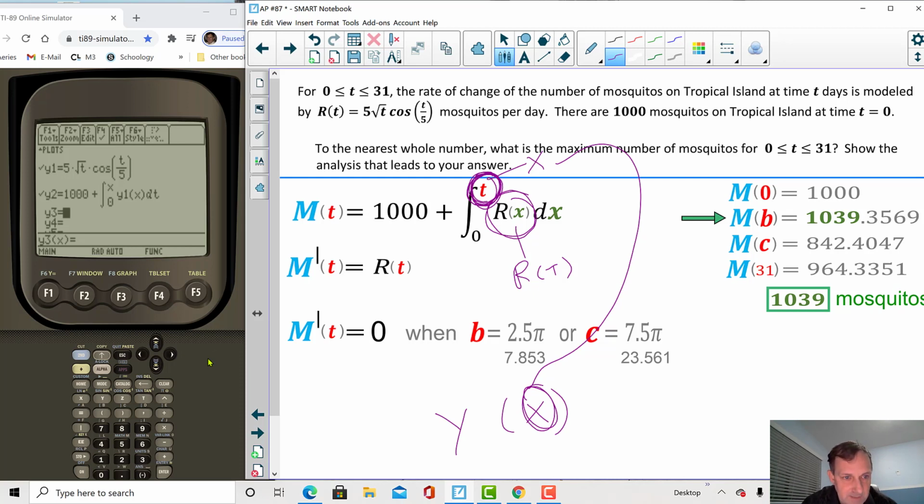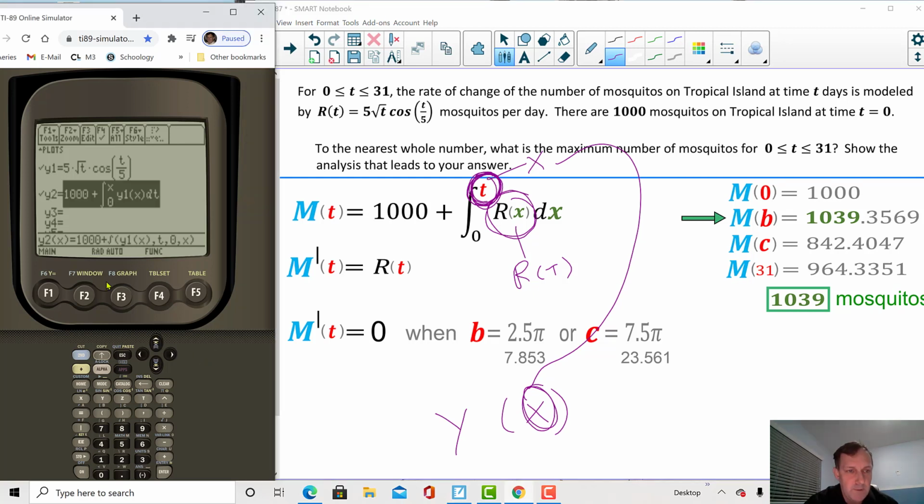So let me show you how I typed it in on y2. You'll notice it says 1,000 plus the integral, but it's y1 of x, and the t goes from 0 to x. So those are the bounds, from 0 to x. But it's a t right here, so this is pretty tricky. So what I want you to do is just try it, plug it in the way I did, and then go to the home screen and see if it works properly.